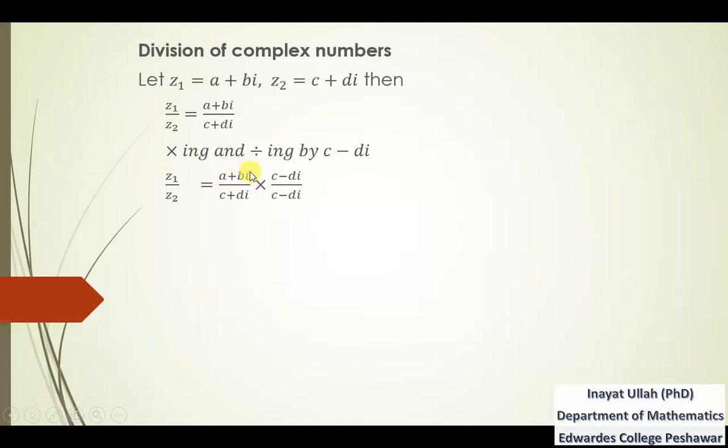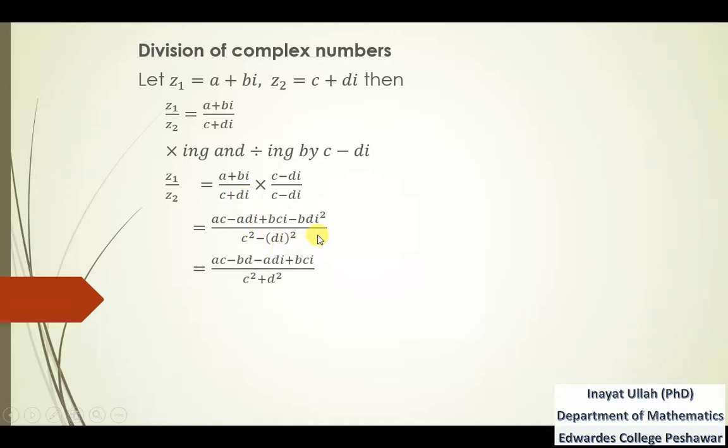So we are going to multiply this division by c minus d iota, multiplying and dividing. Multiplying a with c and a with d, then b iota with c and b iota with d iota to get the numerator here. And the denominator is a plus b into a minus b, which is a square minus b square. Instead of b, d iota is there.